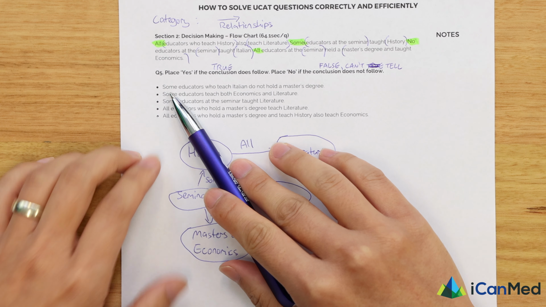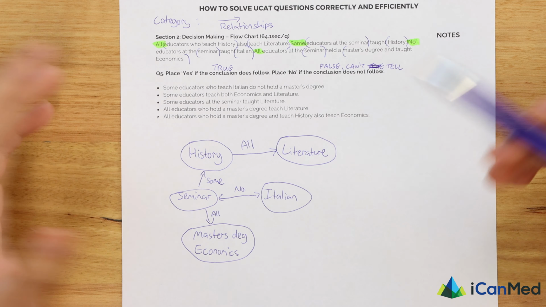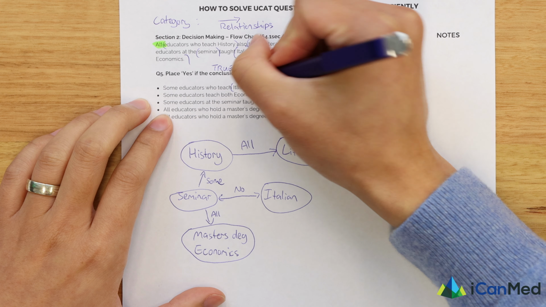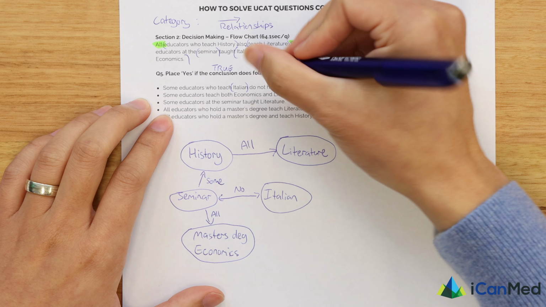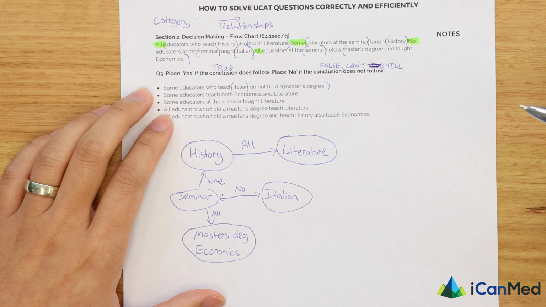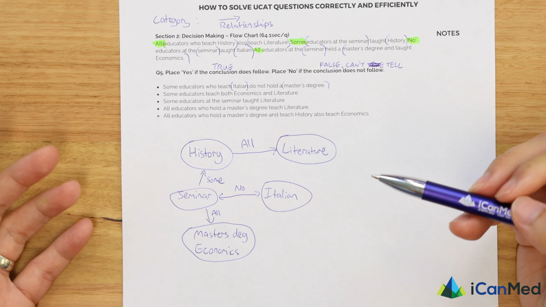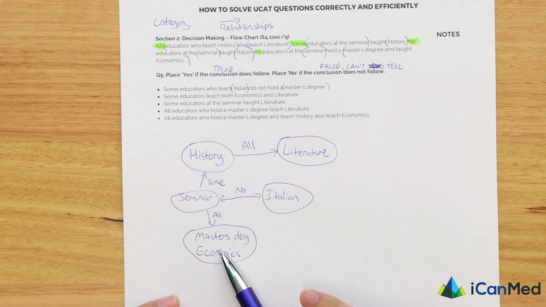Now, the 5 statements. Some educators who teach Italian do not hold a master's degree. So is this a yes or is this a no? Can you conclude this to be true? So what are my bubbles? My bubble is Italian. So it's saying some educators who teach Italian, they do not hold a master's degree. Now, if I take a look at my flowchart, I know that none of the Italians at the seminar had a master's degree.